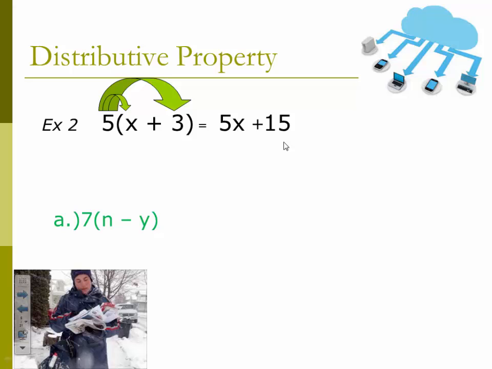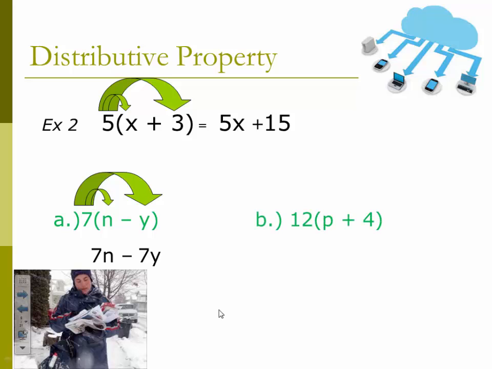Okay, on the bottom you have an example that looks like this. Stop the film and do that one on your own. Okay, I'm distributing the 7 to the n. 7 and n is 7n. Subtraction sign comes along. I'm distributing the 7 to the y. 7 and y is 7y. Cannot combine these because n and y are two different variables. That's it. So if you haven't yet, stop the tape and try letter B.